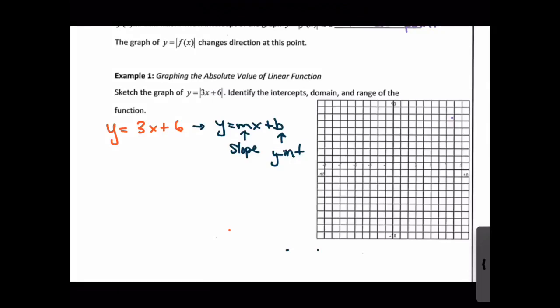So what is my slope of this graph? Good, 3 over 1. And what is the y-intercept of the graph?